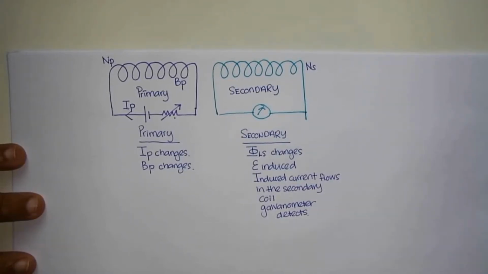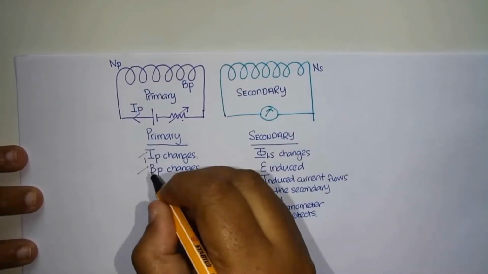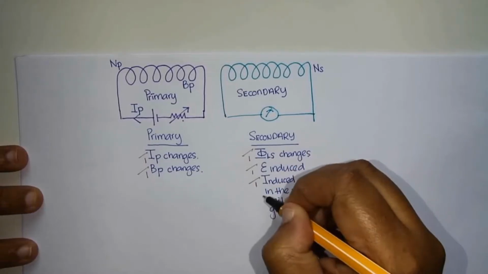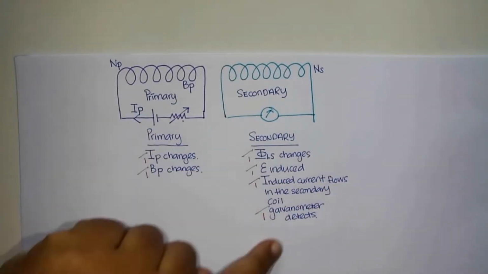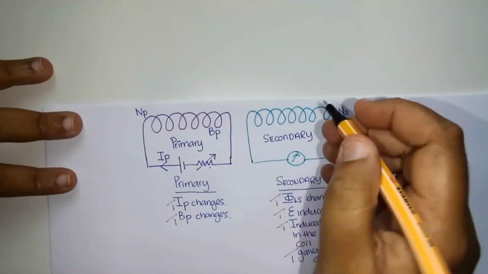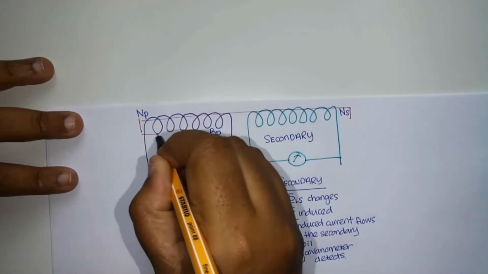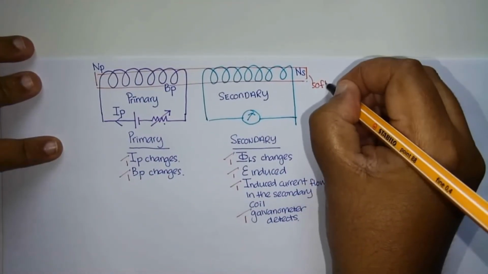So these are all the important features here. IP changes, BP changes. I'm putting them all together because it's the concept. And one more thing: this can happen because the primary and the secondary are linked with the soft iron core. This is a soft iron core.